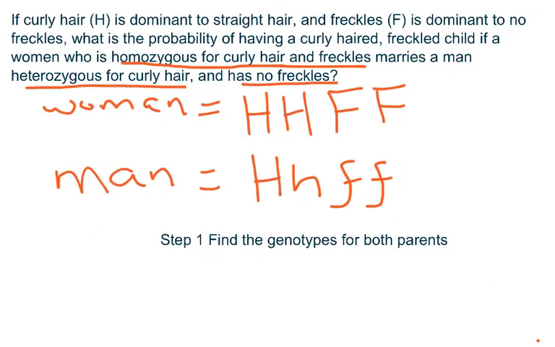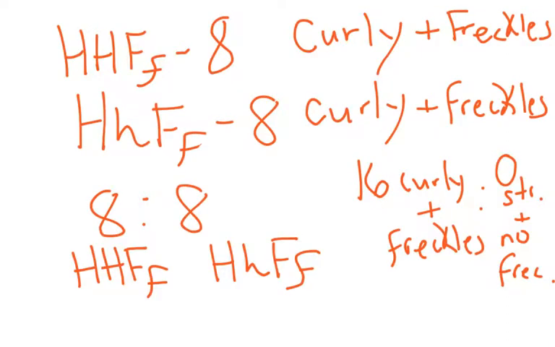So then the last thing we have to interpret is we got to do the probability, because that's what the problem was asking us. It says, what is the probability of having a curly-haired, freckled child? So what we can do is we can use our phenotypic ratio. So curly-haired and freckles, we said there were 16 out of 16. So that means it would be 100%. So if these two parents had a child, it would be 100%, or 16 out of 16, that they would have curly hair and freckles.